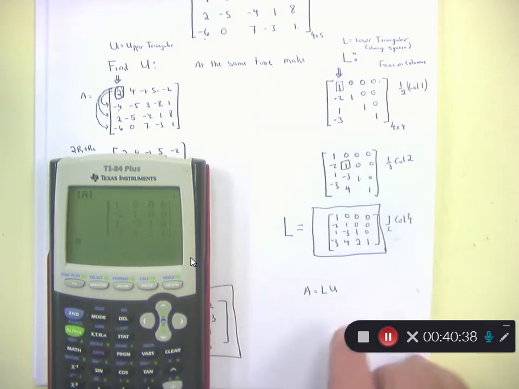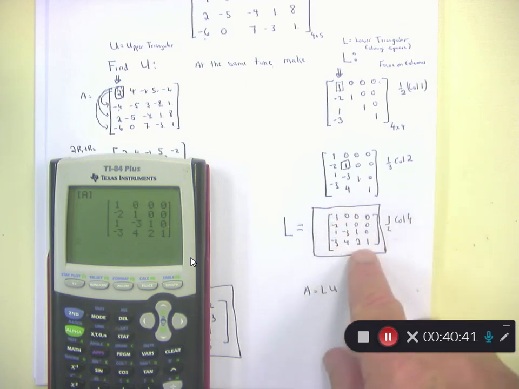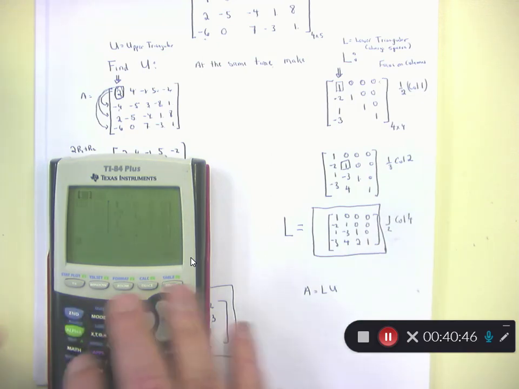Matrix A is my L. And did I type it incorrectly? That's where I would make a careless error. So yes, I did. Now, let's talk about matrix B.